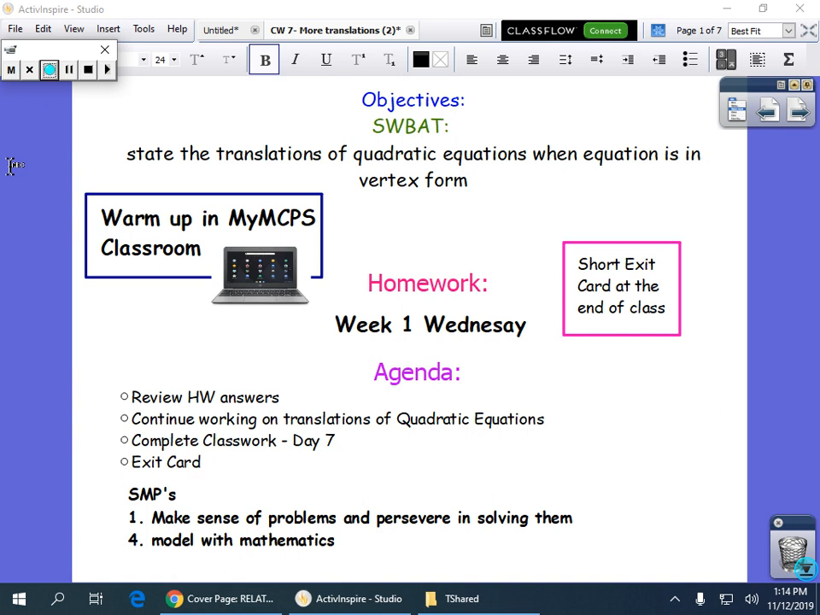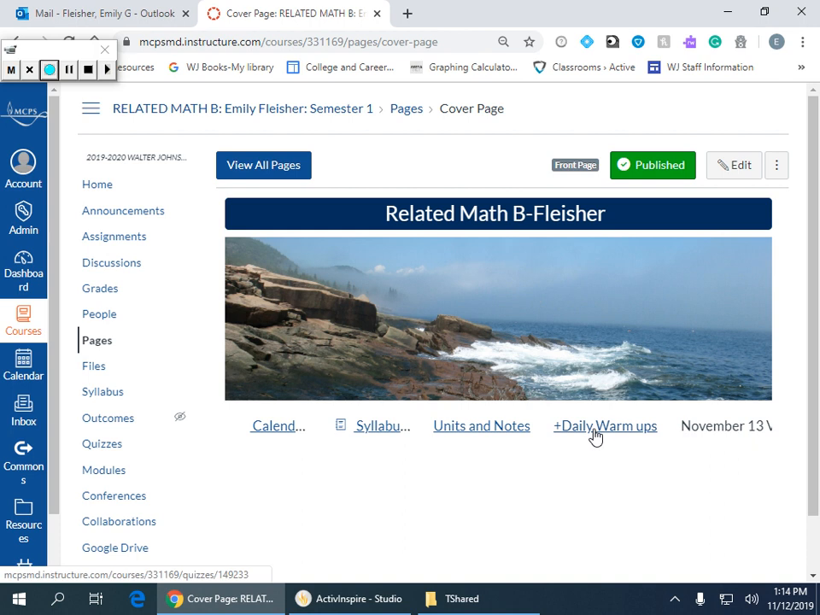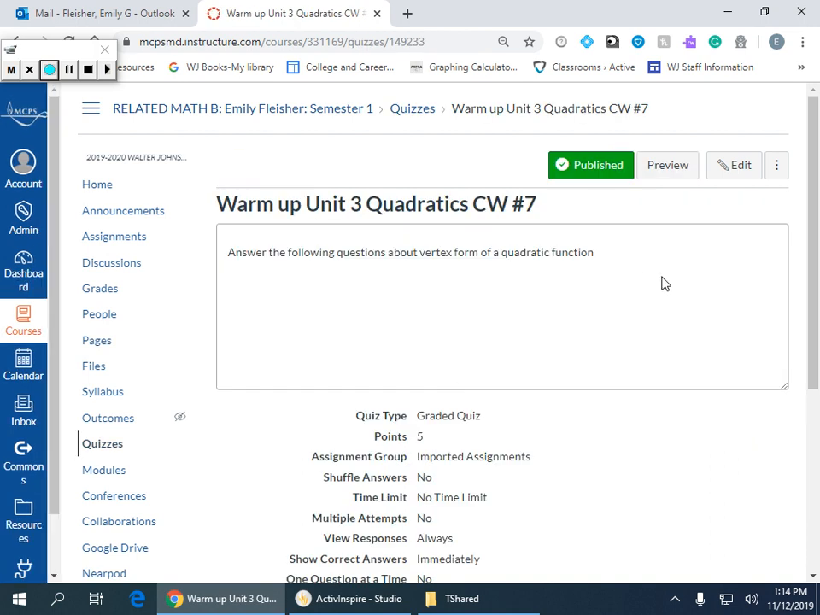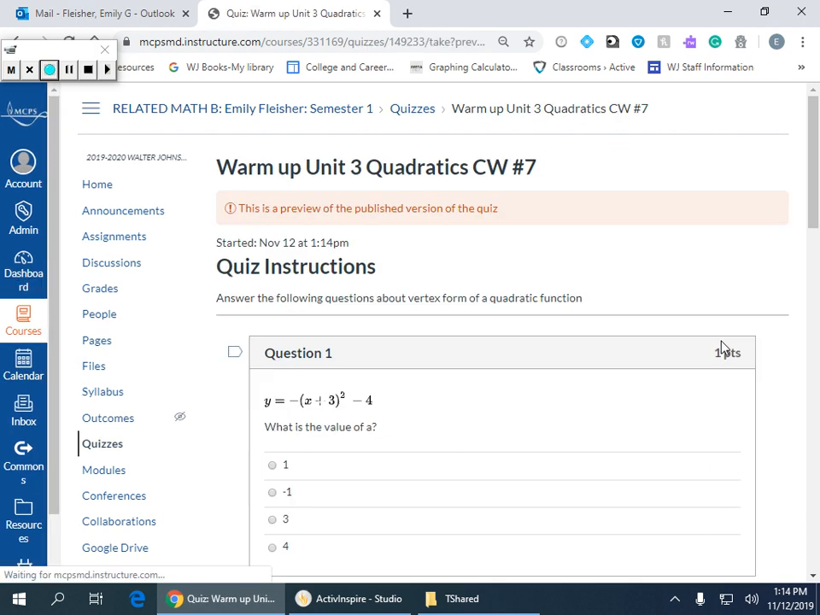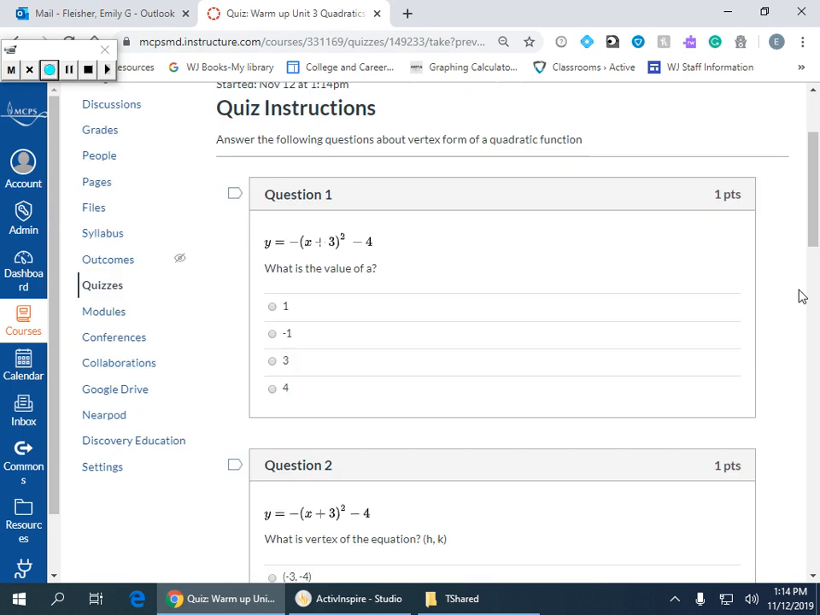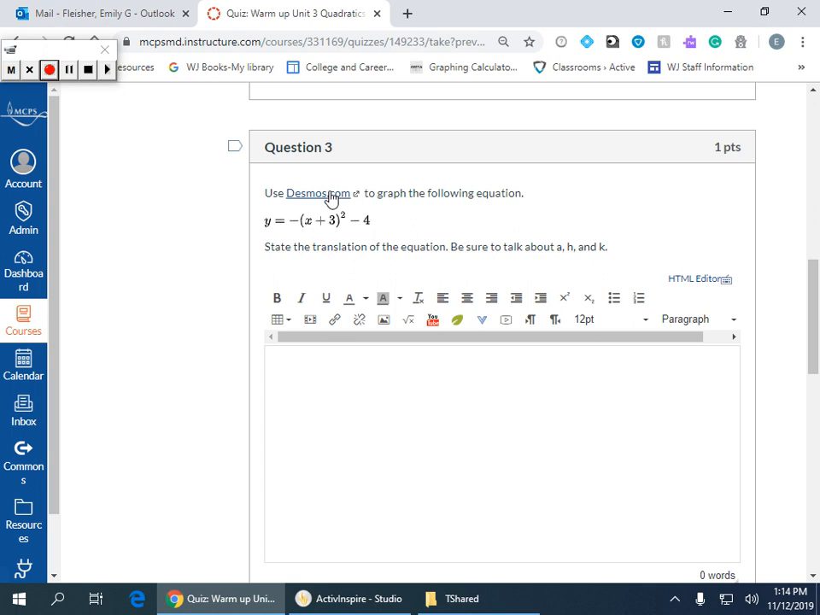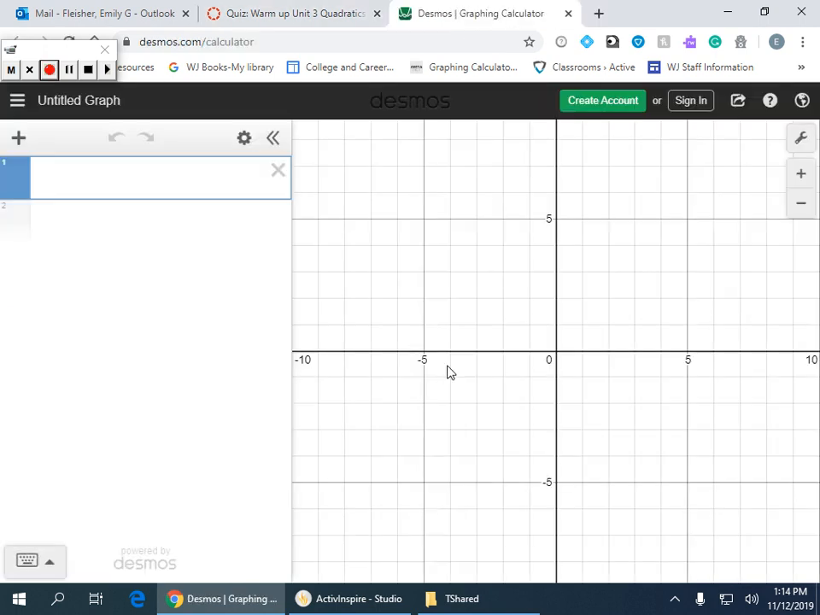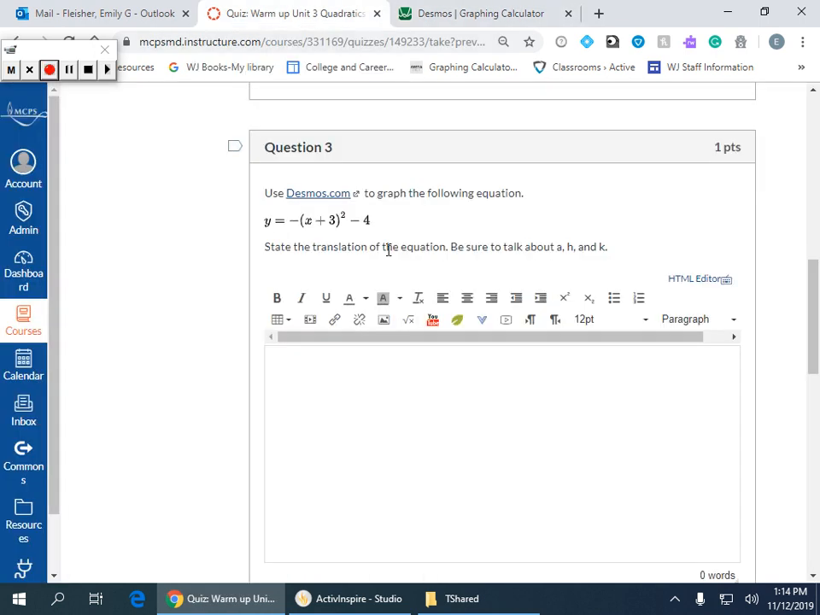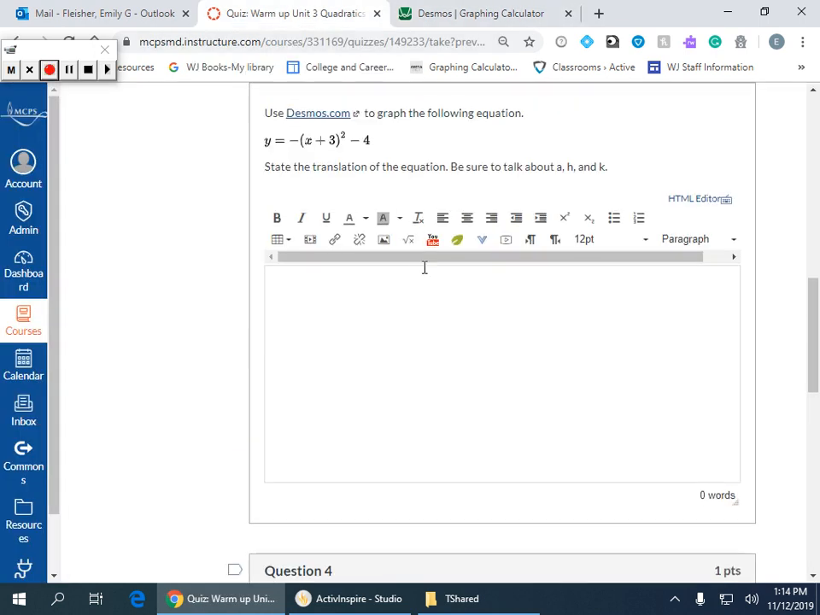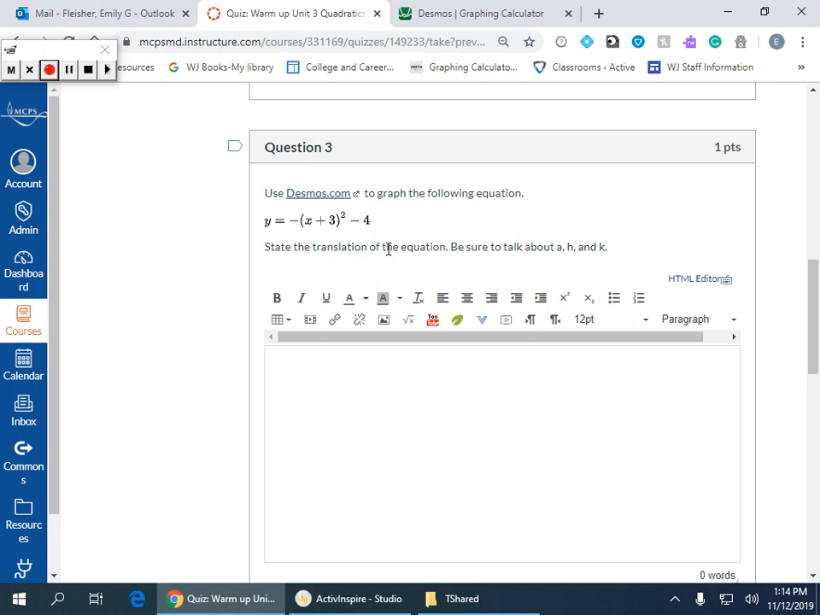You are also going to do a warm-up in my MCPS classroom, so make sure you go to the daily warm-up and you're going to answer the following questions. What's the value of A, vertex? You can go to desmos.com to help you graph this, because this is also going to help you with our graded activity tomorrow when I come back. This question 3, you have to make sure you talk about A, H, and K.